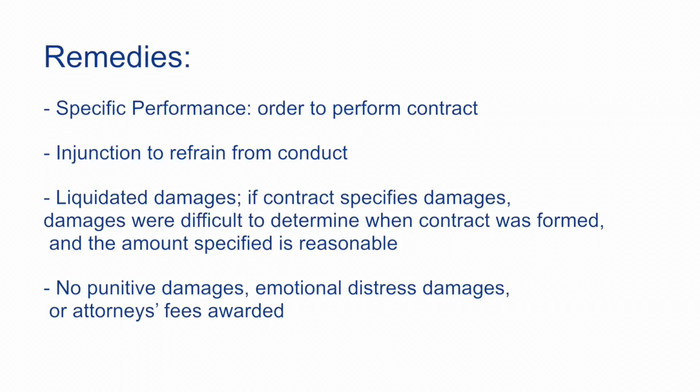You could also have what are called liquidated damages. So if the contract specifies what the damages are going to be, the damages were difficult to determine when the contract was formed, and the amount specified is reasonable, you can have those damages. So if the contract itself says what the damages will be, then you can use liquidated damages rather than expectation or reliance damages. Note that in contract cases, punitive damages, which are damages to punish a party, are not awarded. You can't get damages for what's known as emotional distress, and you can't get attorney's fees reimbursed. So those will always be paid for by each party.